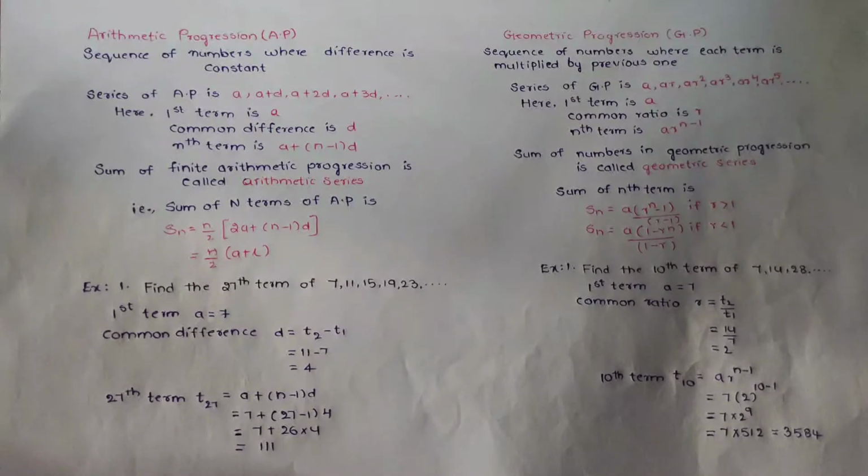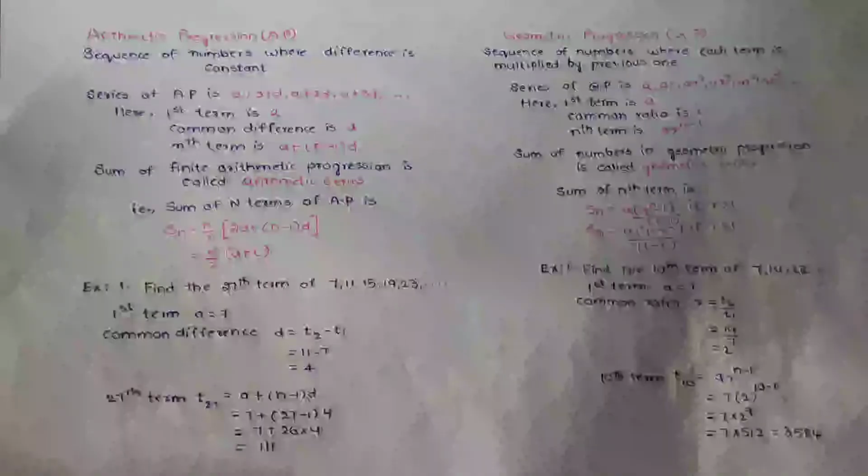So before answering this question and before seeing the answer, you have to learn one concept under this series completion, that is arithmetic progression and geometric progression. So what is arithmetic progression? It is nothing but a sequence of numbers where the difference is constant. That is, when you subtract two numbers from the series, the difference will be constant.